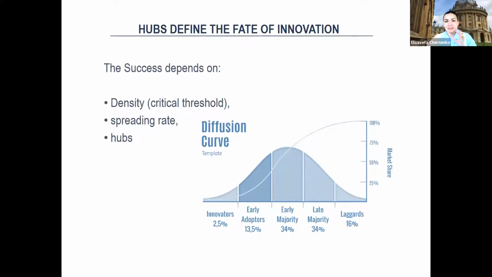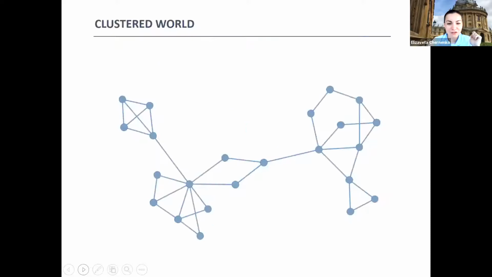Like, okay, people might be connected, but will they necessarily share the information about this innovation idea? And also, the speed of transformation will depend on the density of the network. So this is one more example of how networks can help us understand what's happening in the organization and to manage this process.